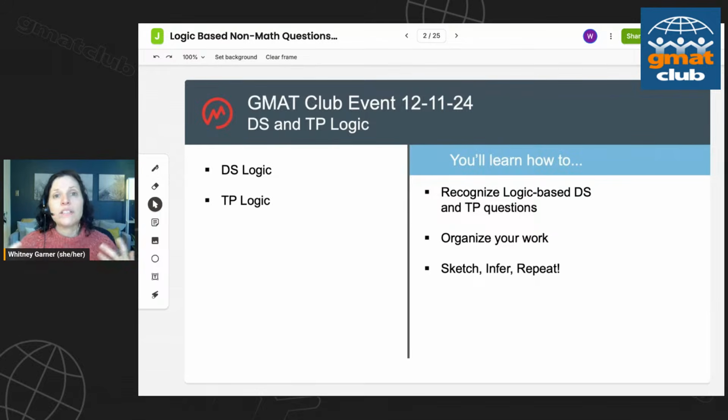So we'll be given some constraints or rules about a scenario, and those rules will limit the total number of possible ways that an event could play out. Our job is going to be thinking about how to visualize these logic-based problems so that we can draw some inferences and conclusions from them. These turn up in data sufficiency and in two-part. So we'll start with data sufficiency.